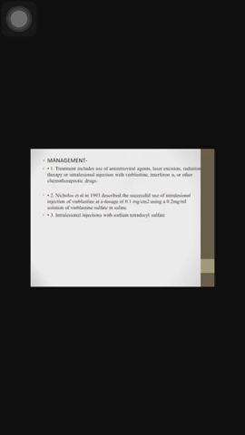Coming to management, treatment includes use of antiretroviral agents, laser excision, radiation therapy, injection with vinblastine, and interferon alpha or other chemotherapeutic drugs. Nicholas et al. in 1939 described the successful use of intralesional injections of vinblastine at a dosage of 0.1 mg using a 0.2 mg solution of vinblastine sulfate and saline. Intralesional injections with sodium tetradecyl sulfate.